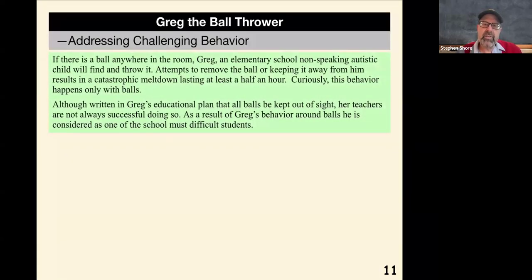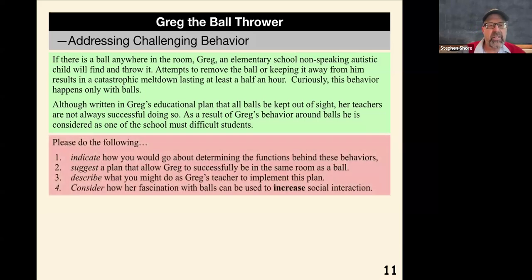Let's take a look at Greg, the ball thrower. Greg is an elementary school non-speaking autistic child. He loves balls. If he sees a ball anywhere, he just takes it and throws it. That's just what he does. You try to take it away from him, you get a catastrophic meltdown. It only happens with these favorite objects, balls. It's written in his educational plan that all balls be kept out of sight, but his teachers aren't always successful in doing so. As a result, Greg is considered one of the school's most difficult students.